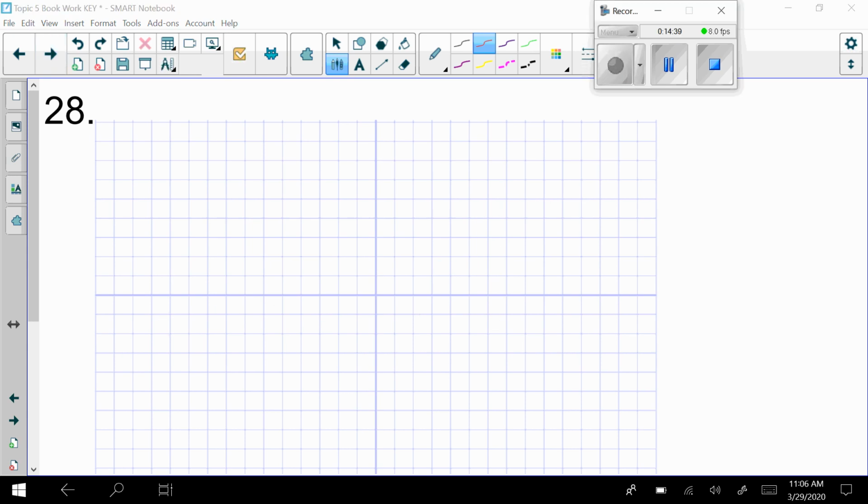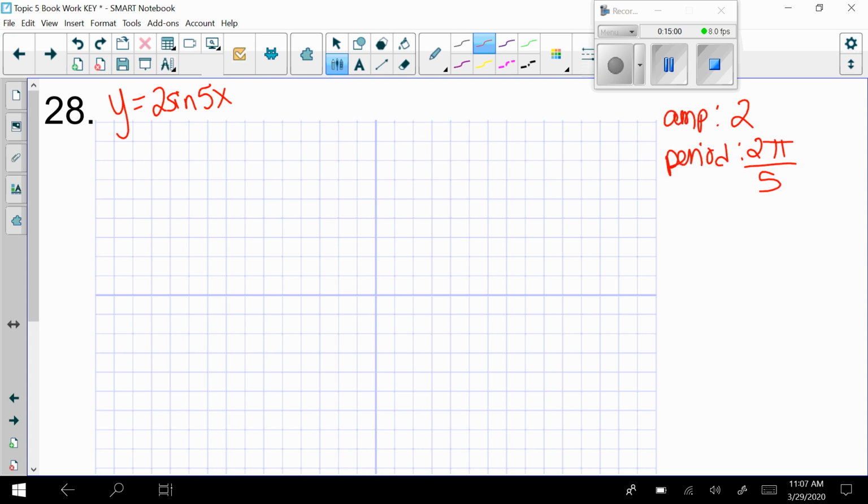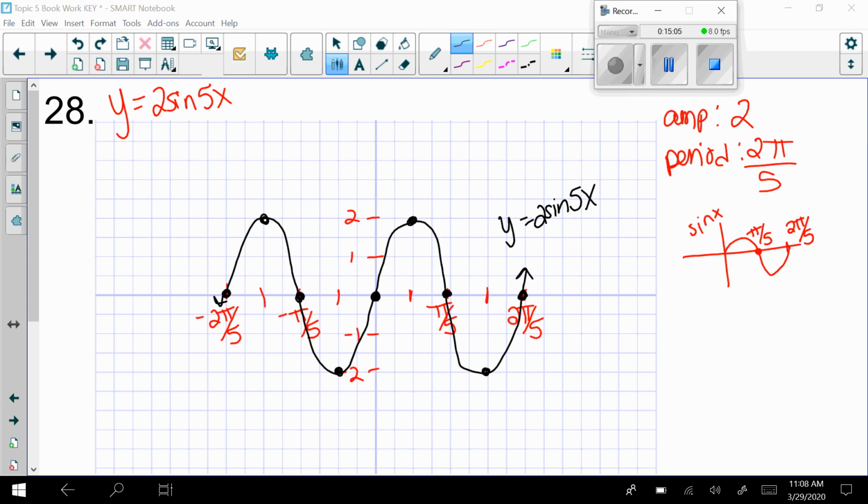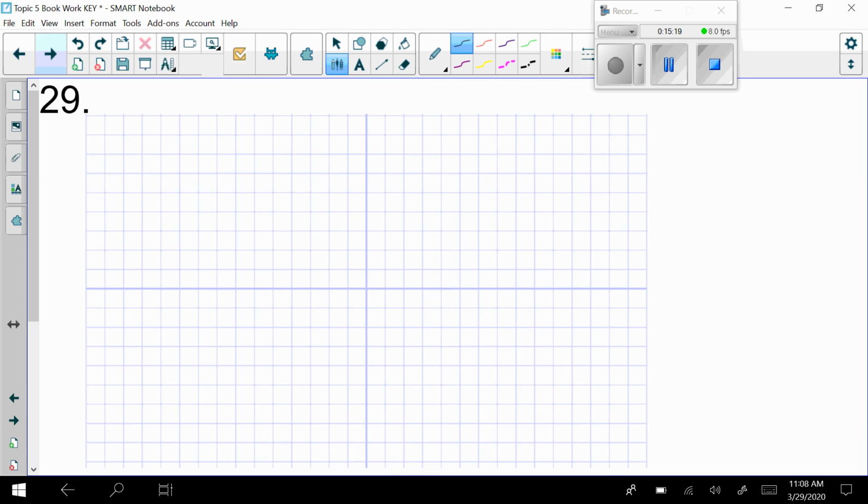Next, y equals 2 sine 5x. Okay, obviously the amplitude is 2, period 2 pi over 5. So you can do this one on your own. I'm just going to do the key. Check out the answer. Hopefully you guys are getting better at dealing with the period here. So I just think it's easiest to kind of do it on the sketch and then take half of it to see where that point is. Easiest way. So next one, 29.